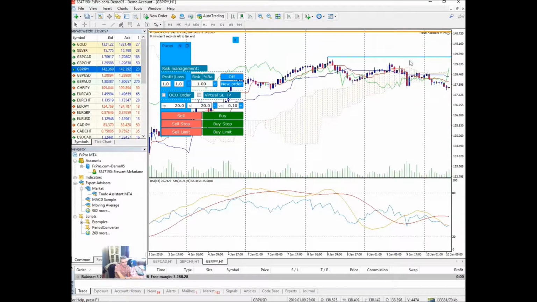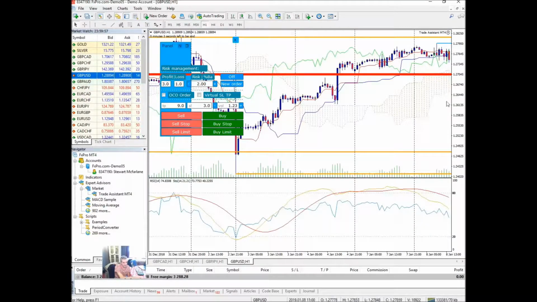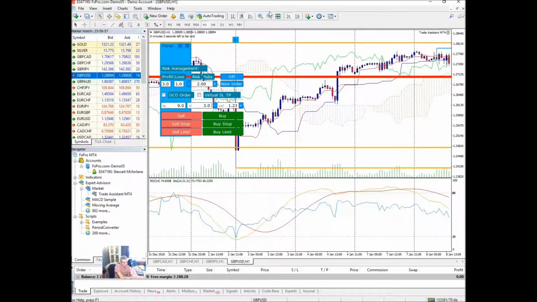This one here, too risky. We are bouncing off it, but there's not a lot of movement there. These big fixed lines are quite nice.